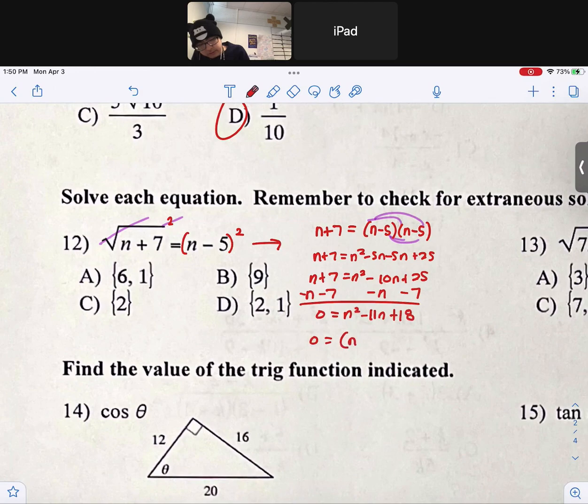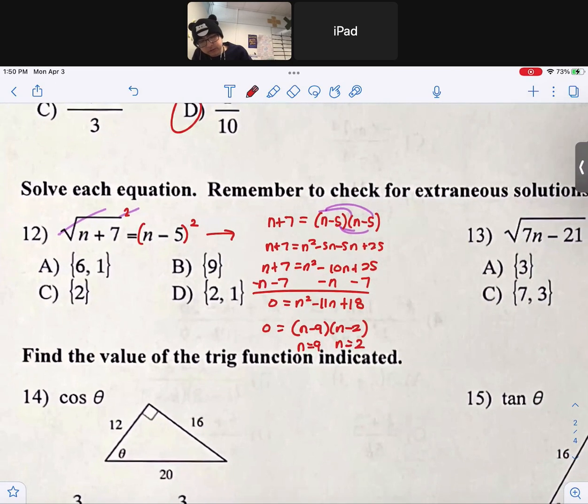We factor n minus 9 times n minus 2. So that means we have the choices of n equals 9 or n equals 2, right? But we need to check them, right? By plugging them both back into the original equation. So if you guys plug in 9 into here, 9 minus 5 is 4, right? 9 plus 7 is 16. The square root of 16 is 4. So that checks out, right? So n equals 9 is definitely one answer.